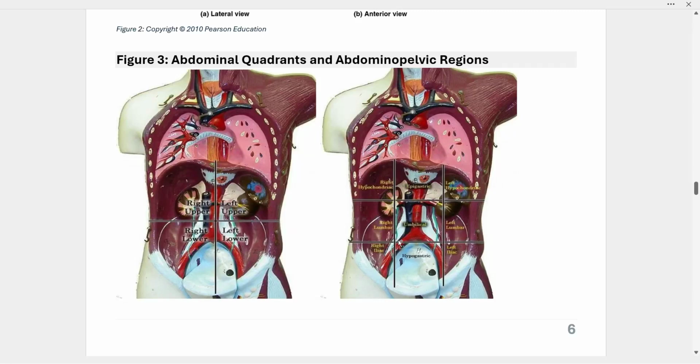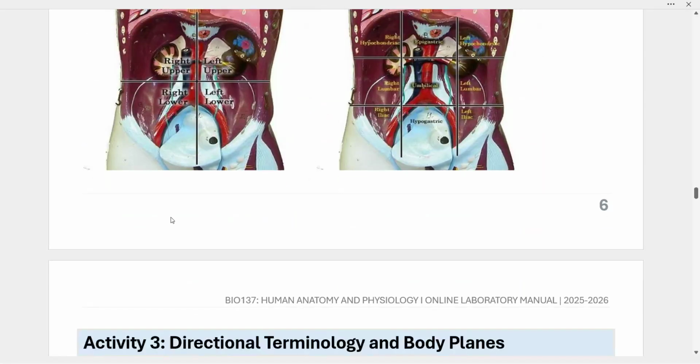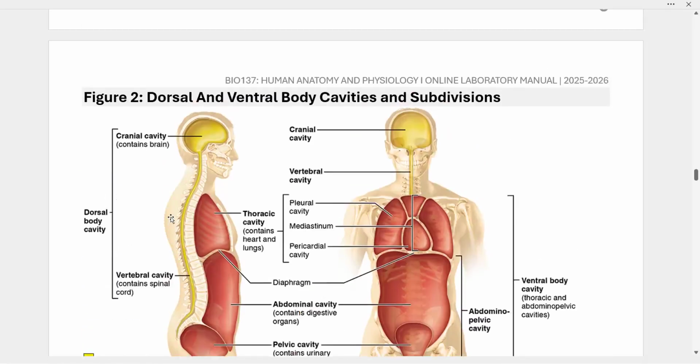Okay, so if we make this a little bit bigger here, you'll see up here we have the right hypochondriac, the epigastric, and the left hypochondriac. The umbilical, which is right in the middle, left lumbar and right lumbar. Hypogastric, left iliac and right iliac. So you need to know all these names of the quadrants and what organs are in those quadrants. And you'll be able to see that here on the list.